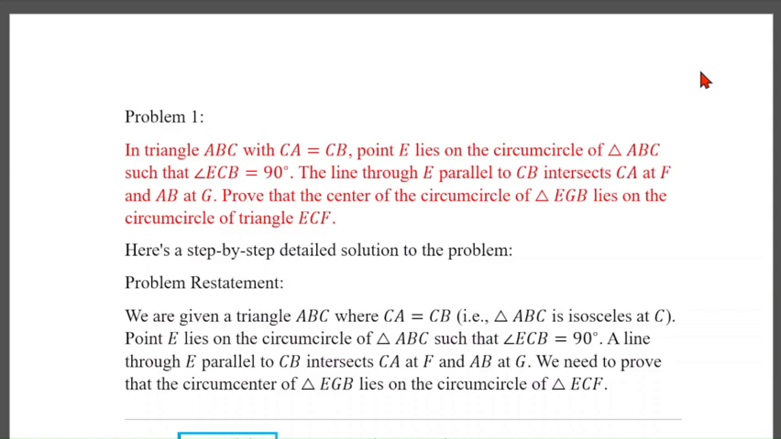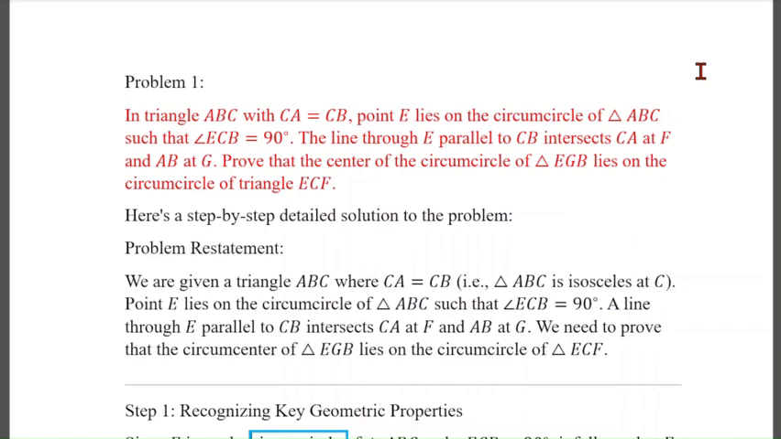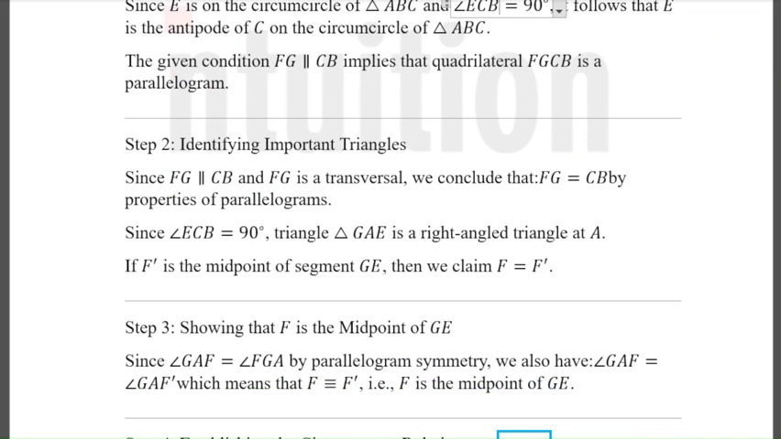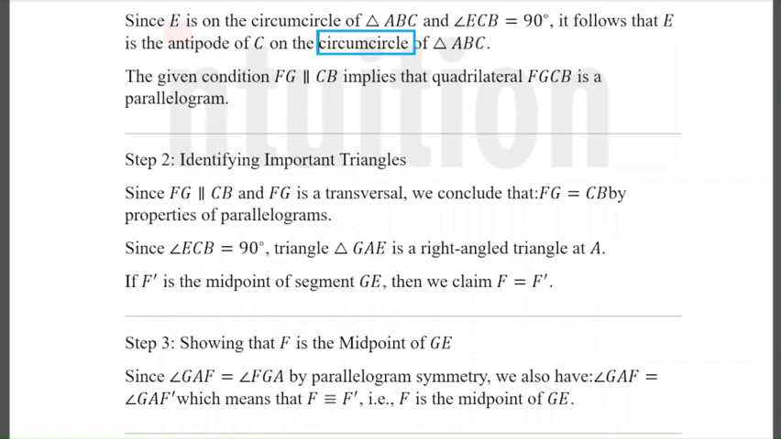Step 1. Recognizing key geometric properties. Since E is on the circumcircle of ABC and angle ECB equals 90°, it follows that E is the antipode of C on the circumcircle of ABC.